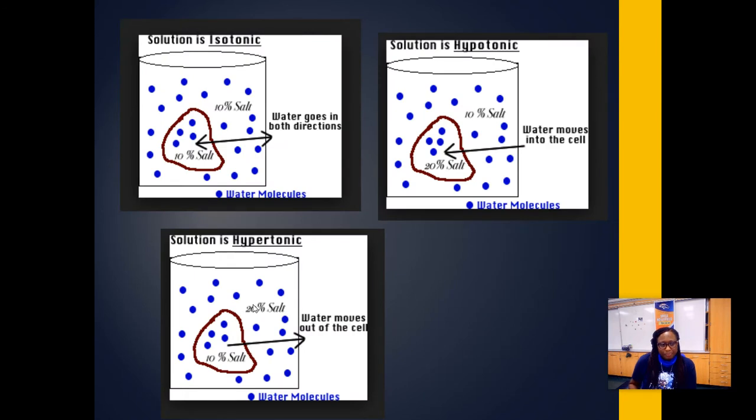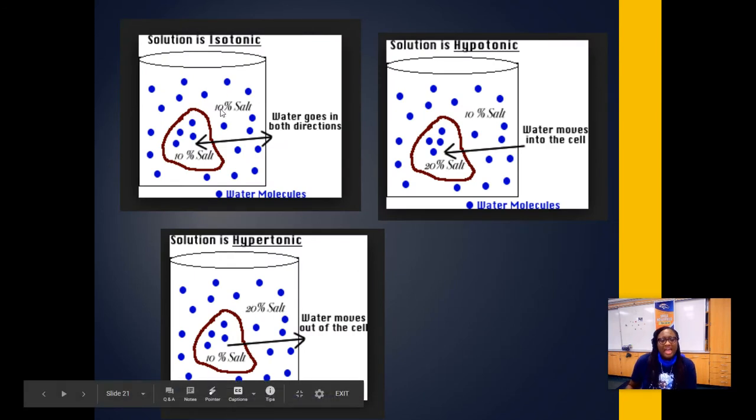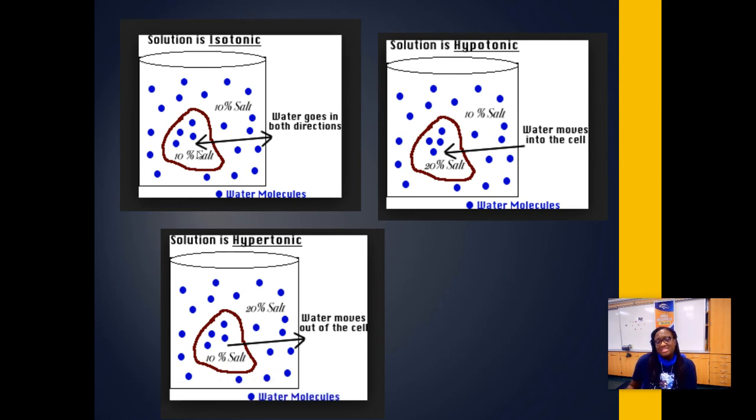What does it mean? If you took a cell and placed it in an isotonic solution, in this first picture in the upper left, you have a cell. Inside of the cell, it has a 10% salt concentration. Outside of the cell, the material that it is in also has a 10% salt concentration. Water goes back and forth in both directions, just flowing easily when this happens.